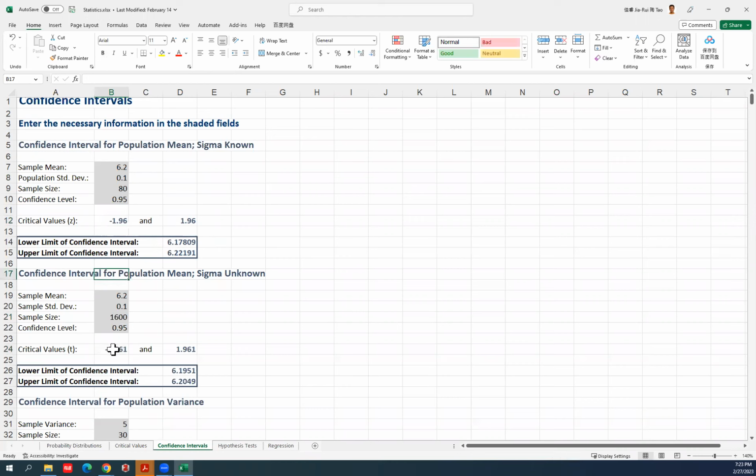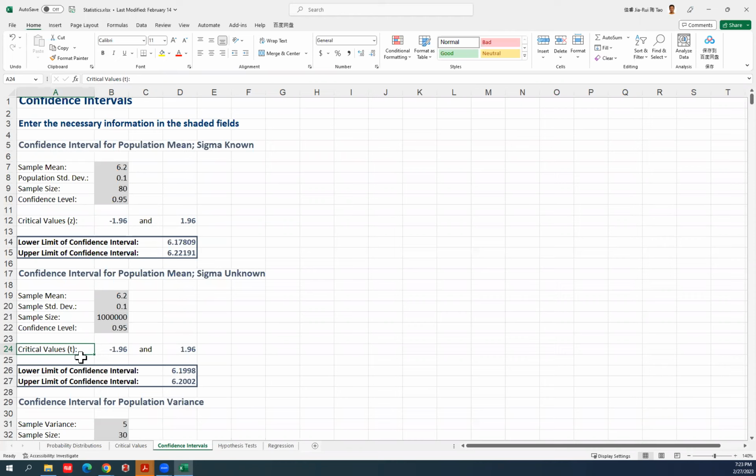Let's make it even more extreme. I will change the sample size to be 1 million. Here, the critical value is numerically identical to the critical value of Z. This is expected. We know that T follows a T distribution and Z follows a normal distribution. If the sample size of a T distribution is large enough, it means the degrees of freedom are large enough, and it approaches a normal distribution.